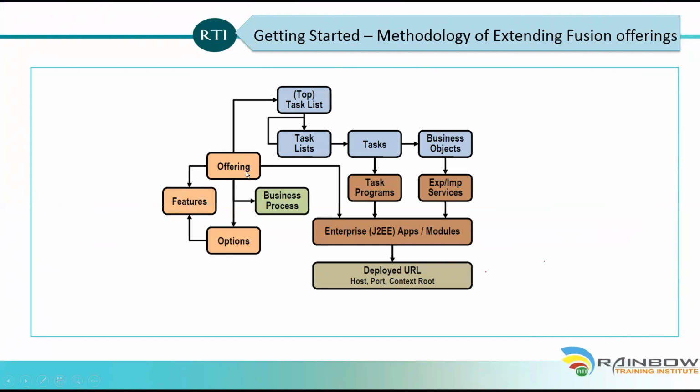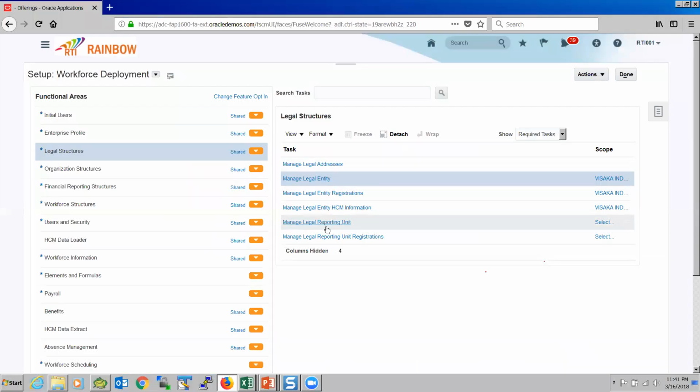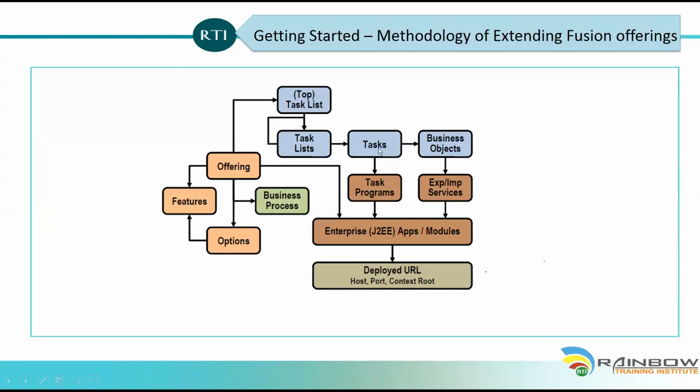Here I have just given the quick implementation methodology of Fusion offerings. We have offerings, features, sub offerings, and some business processes. To implement any offering, it will have a list of tasks, and we have to go to each task and each business object. For each business object, we have to load, import, or export data from external or other applications. And at the end, we have to deploy it on the Fusion application. We'll have a deploy URL. So it's a quick snapshot of how a typical implementation takes place.